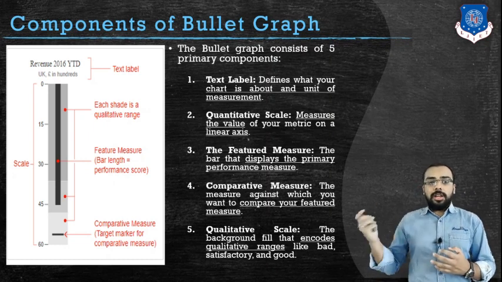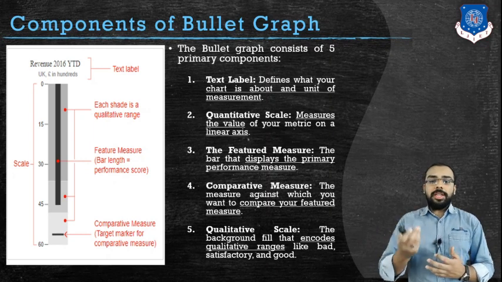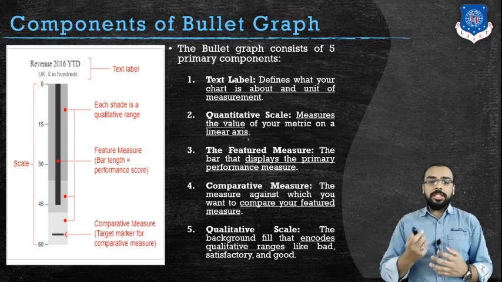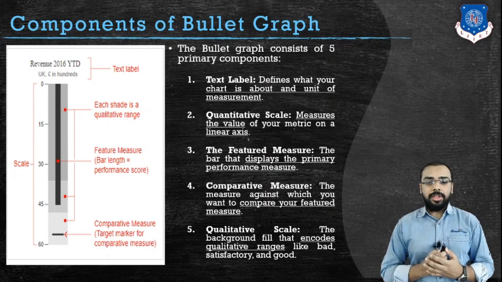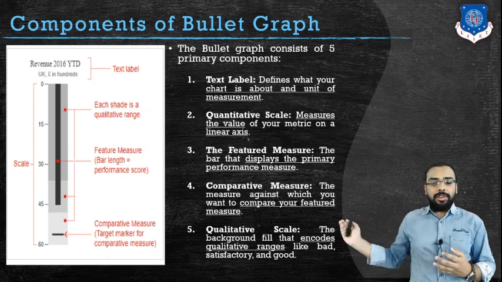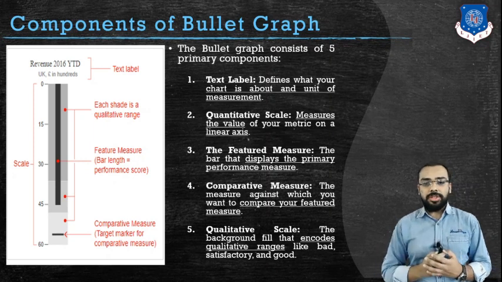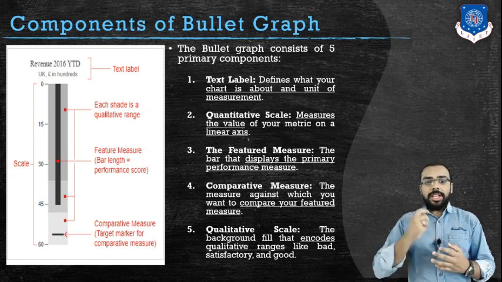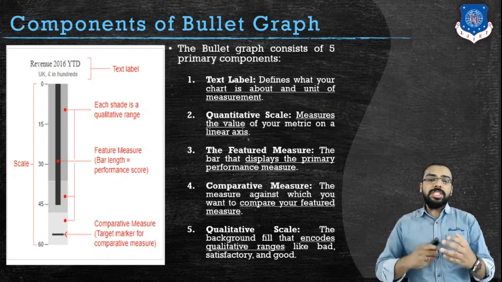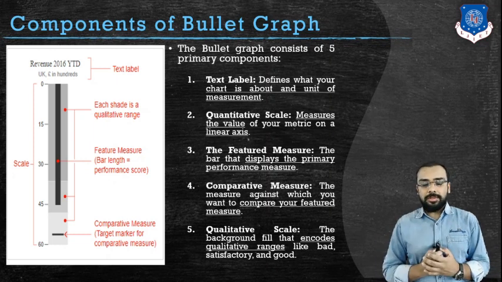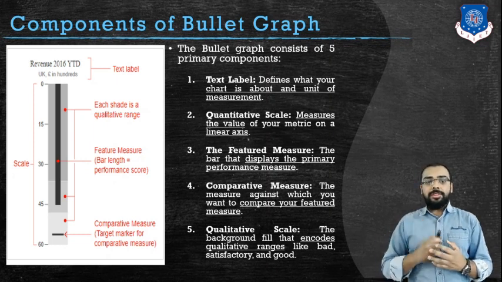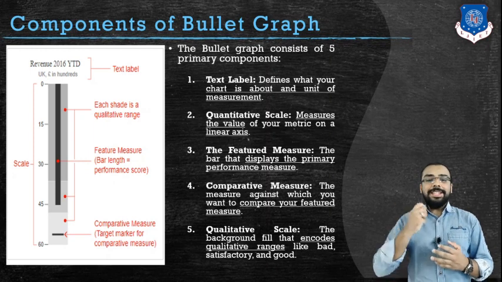The next component is the quantitative scale. What does this quantitative scale represent? You can see in the figure that it is showing quantitative measures. It is basically a measurement of the values on your linear axis. It measures the values on the linear axis.